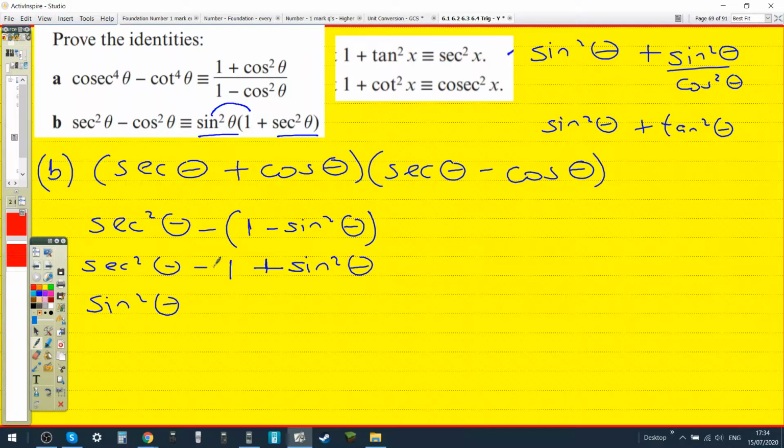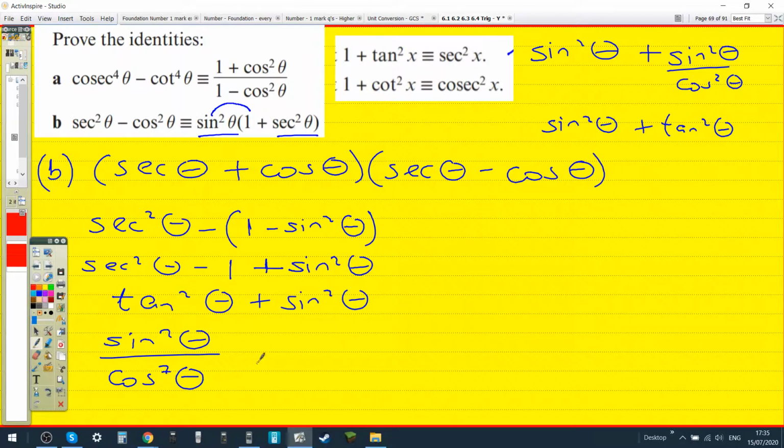What is sec squared theta minus 1 the same as? Tan squared theta in this case. Tan in terms of sine and cos: sine squared theta over cos squared theta. Factorize. So we want to add them. Factorize, yes. What do they both have in common? Sine squared theta.